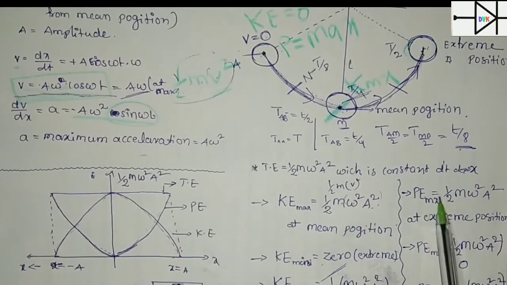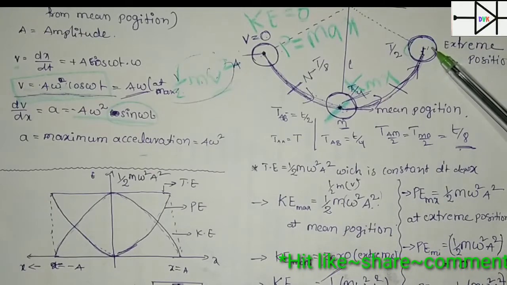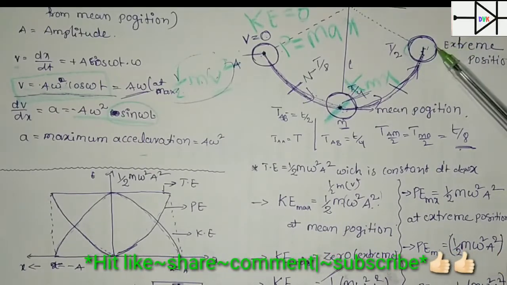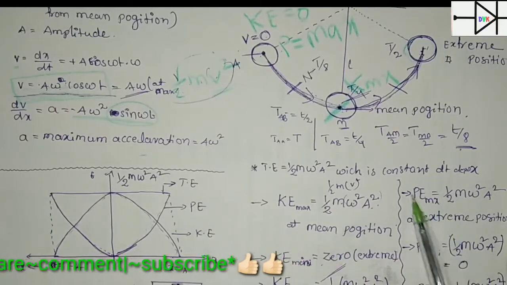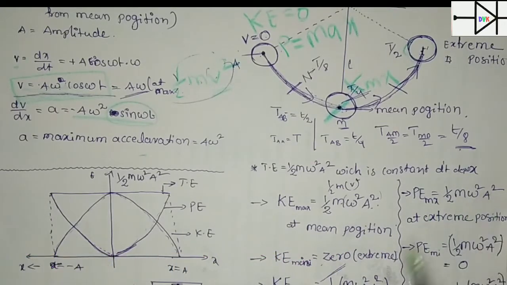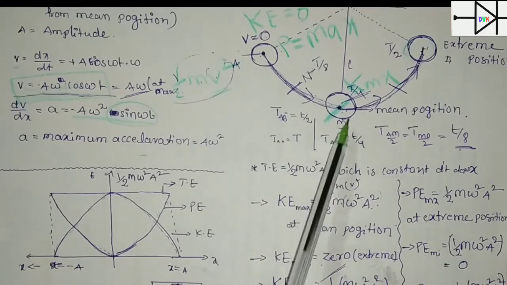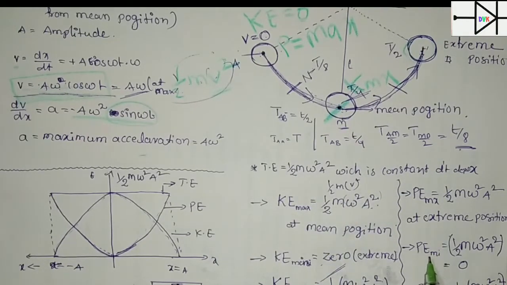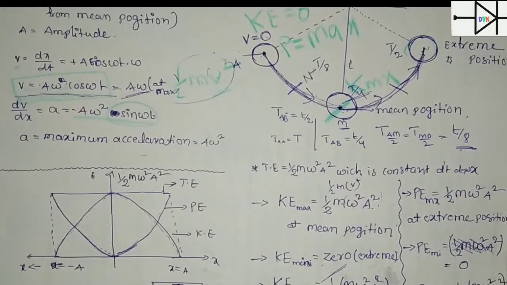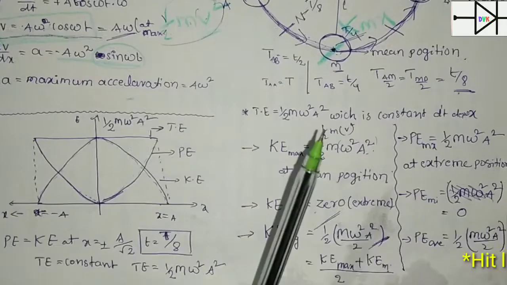Potential energy at the extreme points: here velocity is equal to 0, so potential energy is maximum, (1/2) m omega square a square. At the mean position, velocity is maximum and potential energy is equal to 0. Now at the mean position, potential energy is equal to 0. Average energy: at the extreme points potential energy is (1/2) m omega square a square, and at the mean position potential energy is 0.